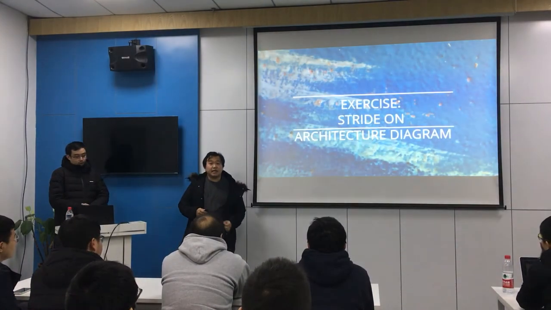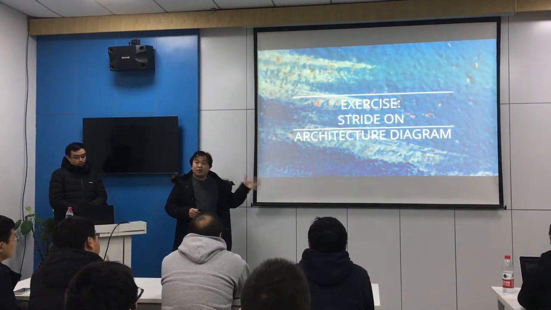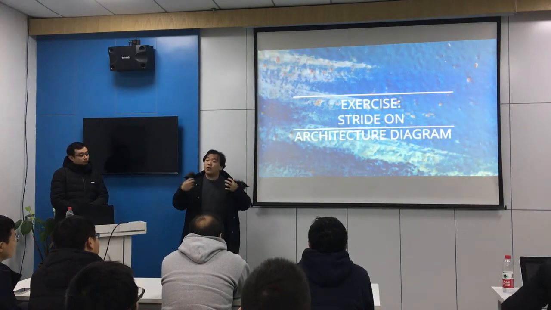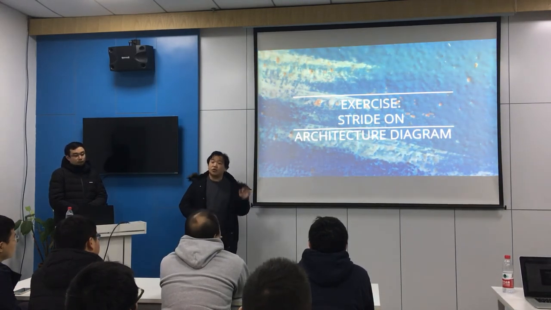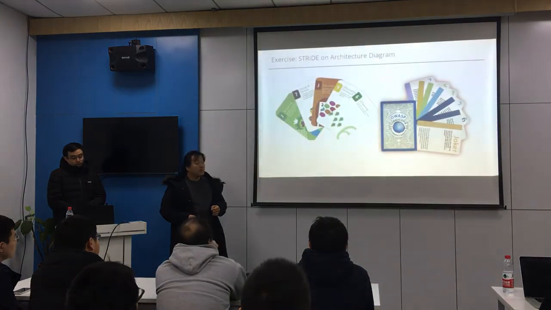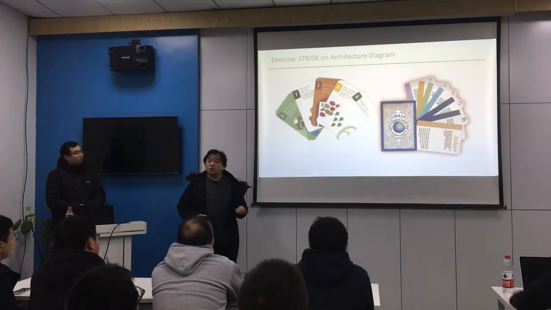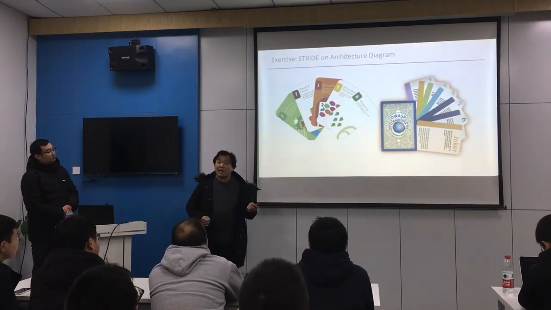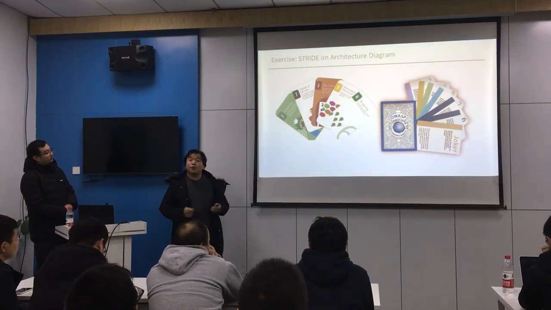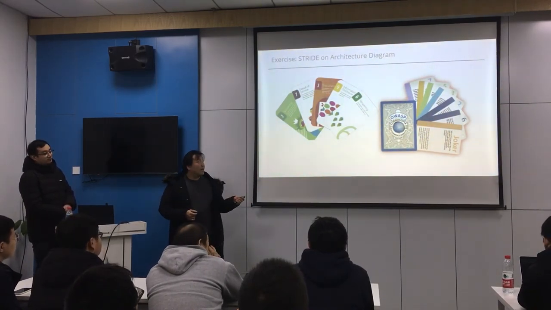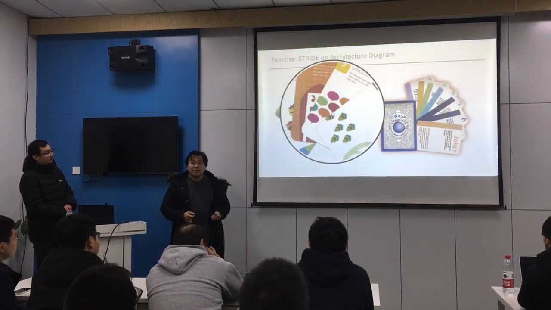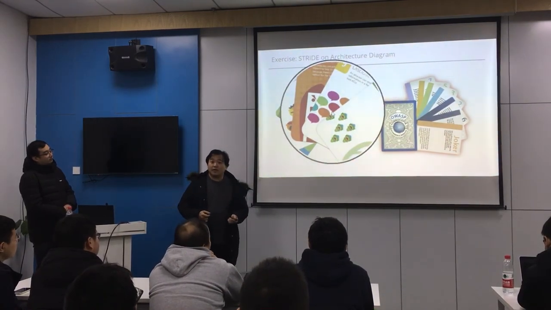Let's go through the exercise real quick. Now that we have the definition of all STRIDE, how do you actually use this as an exercise? So threat model number three. Usually there's already tools on the internet and you can buy them online as well. These are cards, so you play them as a card game. The left-hand side is from Microsoft. This is called the Elevation of Privilege card game.